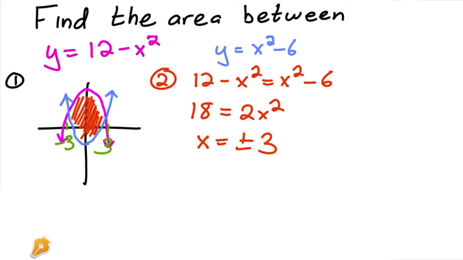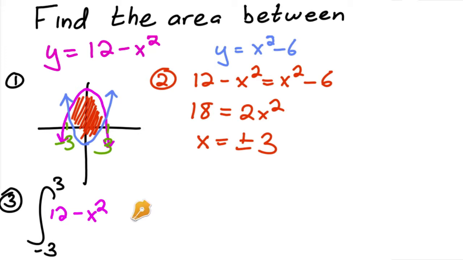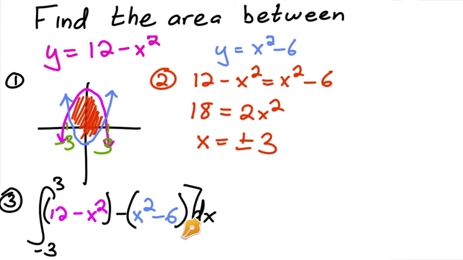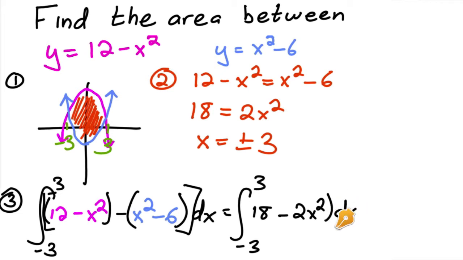So then my third step is to set up my integral then from negative 3 to 3 of top minus bottom. So my top function is 12 minus x squared. My bottom function is x squared minus 6. So I have 12 minus x squared minus x squared minus 6 with respect to x. So that's my integral. Okay, so then this gives me the integral from negative 3 to 3 of 18 minus 2x squared dx.